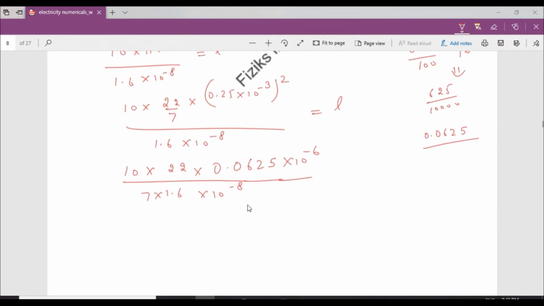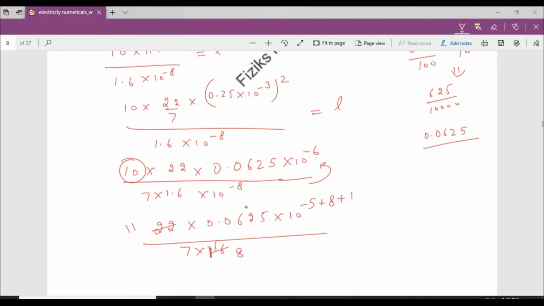Now this 10 we are compensating in it. So we will be getting 22 into 0.0625 into 10 raised to the power minus 5 upon 7 into 1.6. This minus 8, when it goes in the numerator, will become plus. We can also take this 10 over here, and now 2 8s are 16, 2 1s are 2. When we take the product, we will try to cancel this with 7 if it goes. So does 625 go with 7?